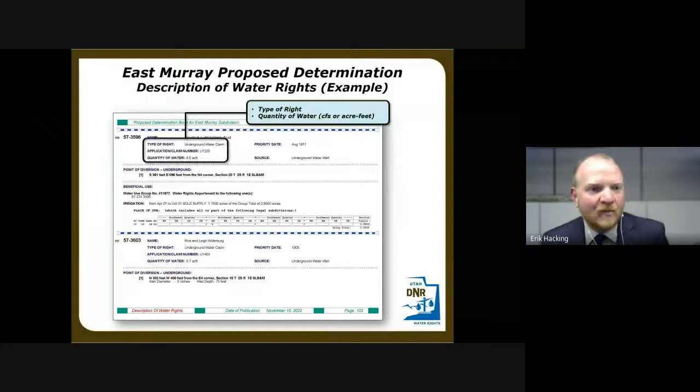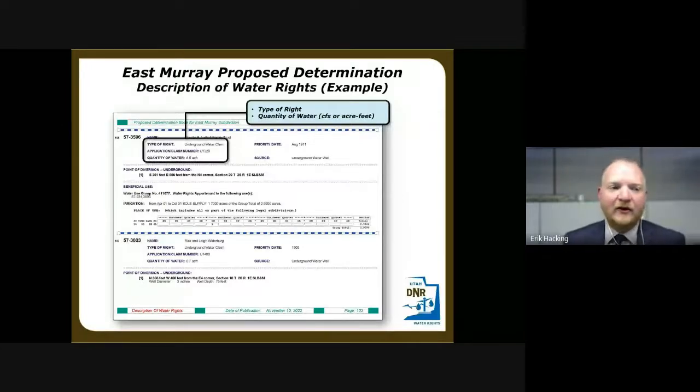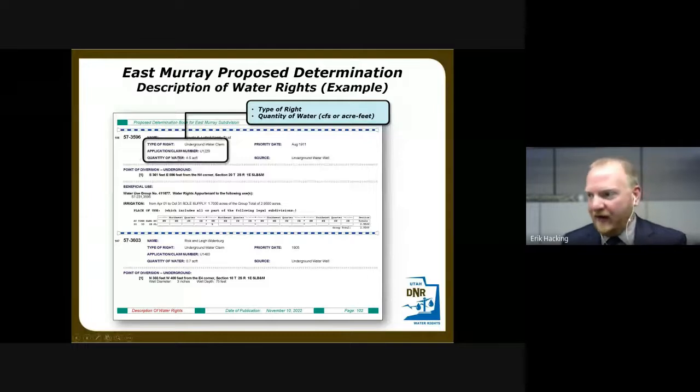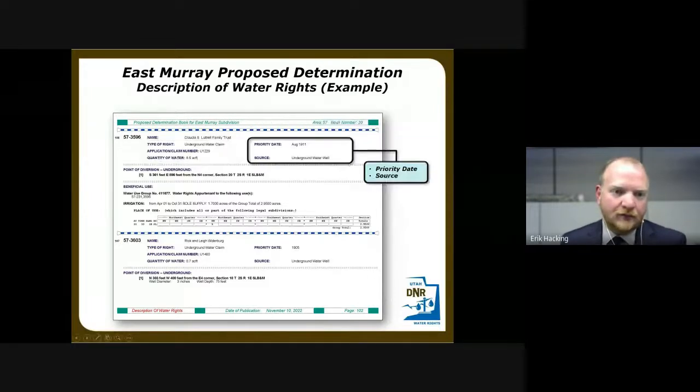Next, we have the type of right. In this case, it is an underground water claim with, and here will be either an application number, or in this case, a claim number, and the quantity of water allowed by the right. All right. Next, we have the priority date, which again is important given how water works in Utah, and the source. For surface sources, this would show the creek or river or wherever it is coming from. But again, in East Murray, the vast majority of these are underground water wells.